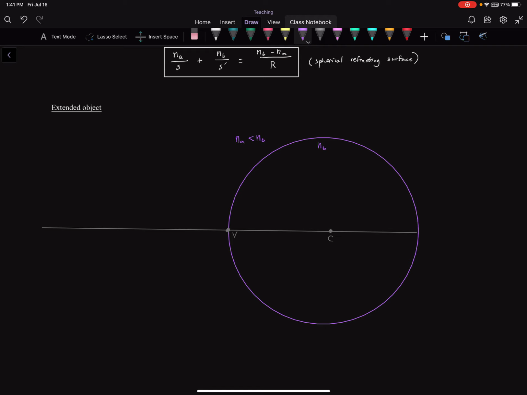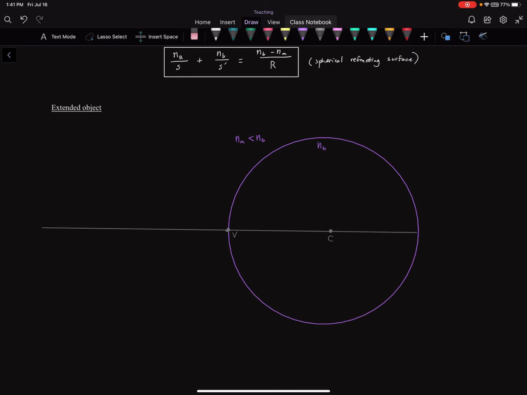The reason this is a common standard thing to go with is because this could very well be air and this very well be glass. That's the index of refraction case for air and glass, which is typical for a lens or an optical eyepiece of some sort. All right, so now we're considering an extended object.